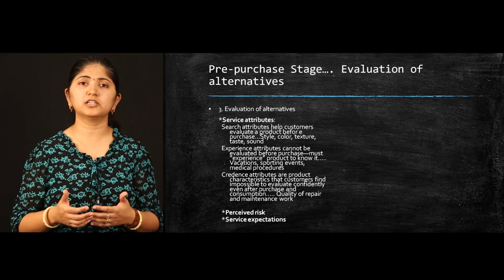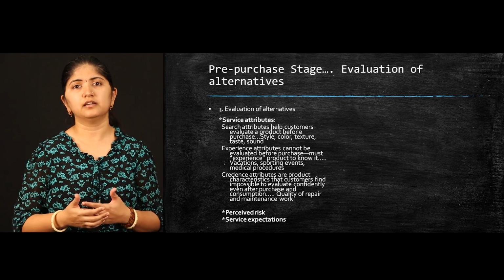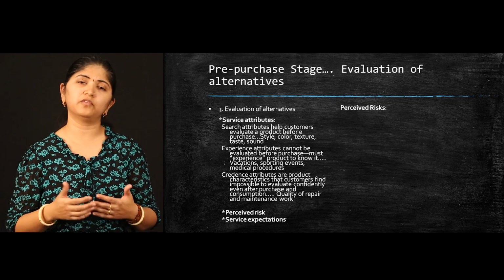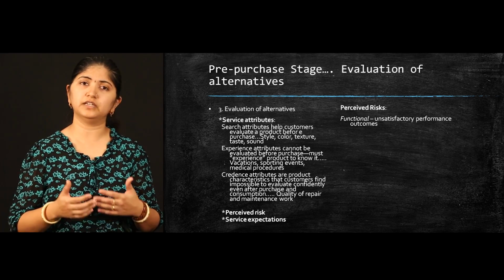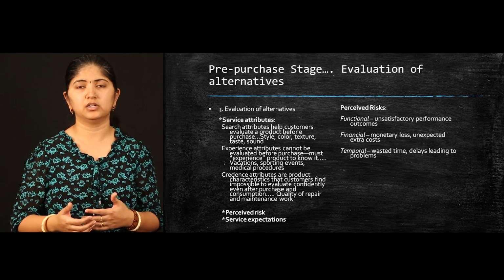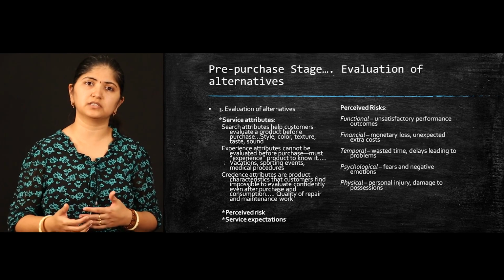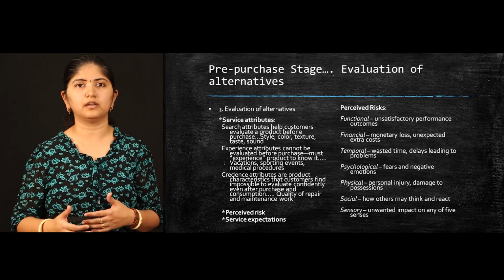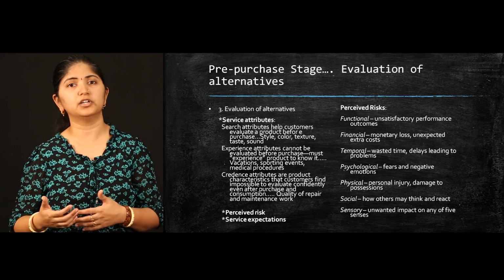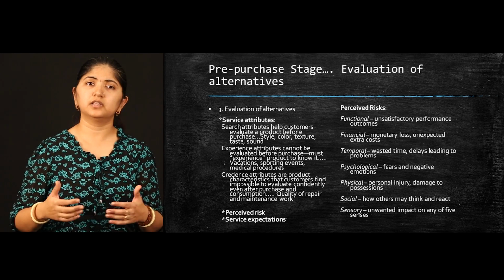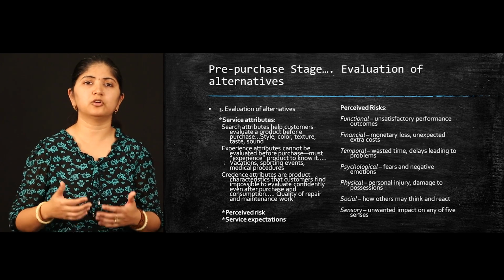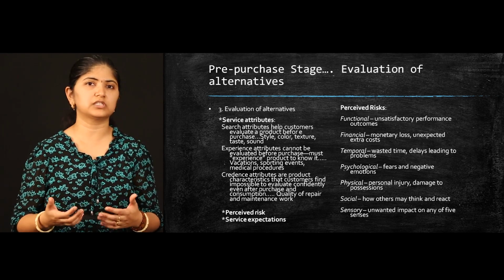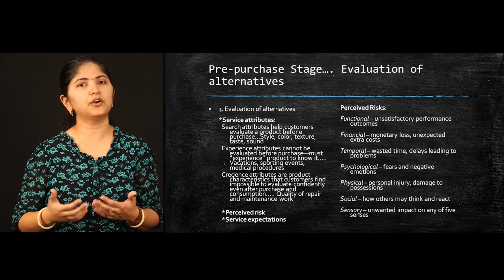Now, as there are so many differences, perceived risk is involved as well. Perceived risk could vary from functional risk, financial risk, temporal risk, psychological risk, physical risk, social risk and sensory risk. Risk is involved everywhere. It can be monetary or non-monetary risk. It can be with the performance of the product. It can be with your mental and physical effort. It can be an injury to your possession or to your senses. It varies. So how to handle it?